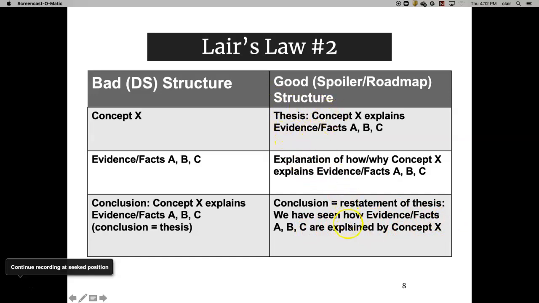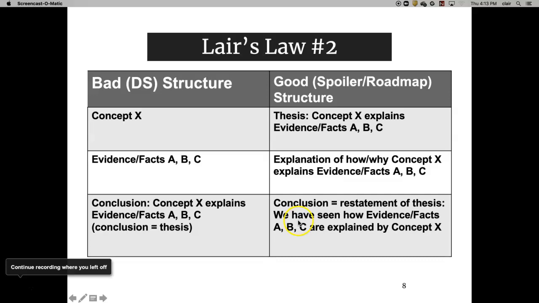So the good structure is, this is what I'm going to show you. Again, there are no surprises. Here, I'm showing you what I said I was going to. And then here, I'm going to tell you what you've just seen. So here I'm forecasting what we're going to see. Here I'm showing it to you. And then here I'm saying retrospectively, this is what we've done.